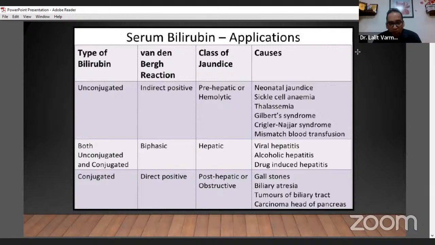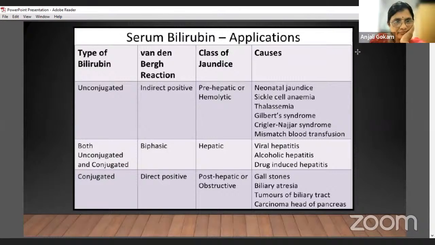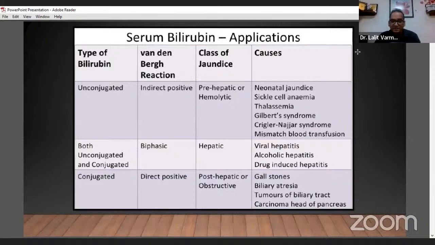Number two, when you talk about conjugated and unconjugated both being high, which is called biphasic, it can be there in drug-induced hepatitis, alcoholic hepatitis and viral hepatitis. When we only talk about conjugated, which is direct positive, it is post-hepatic or obstructive. And then we can, of course, think about gallstones in our patient population, cholelithiasis, choledochal cyst, biliary atresia, tumors of the biliary tract, more common in adults, and carcinoma of the head of pancreas. Anything that is obstructing the outflow of the bile.